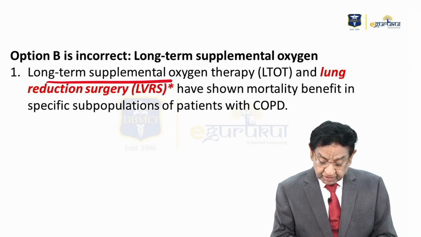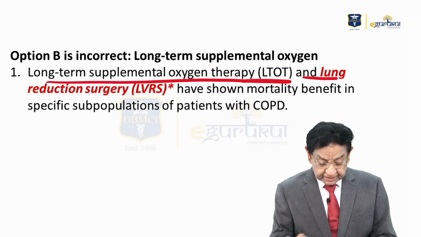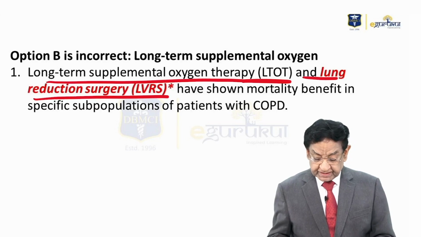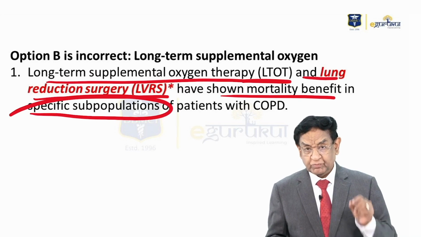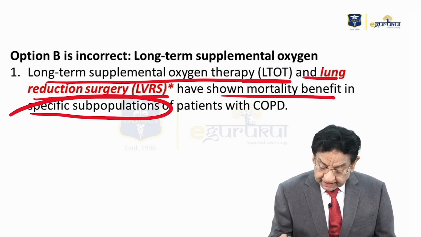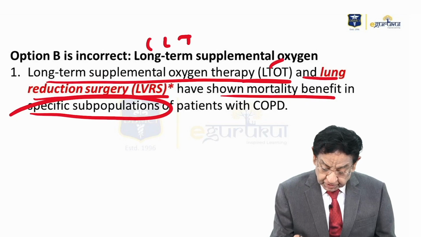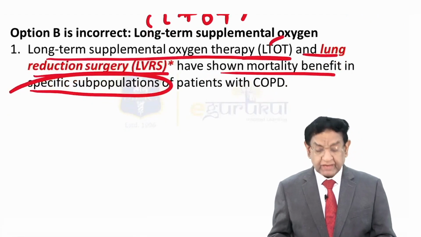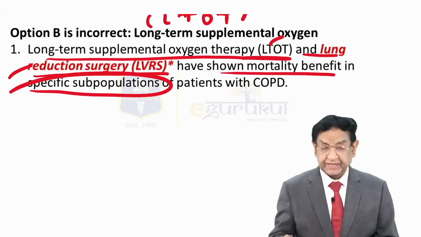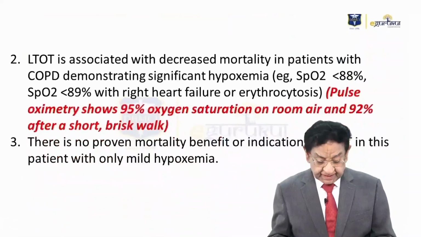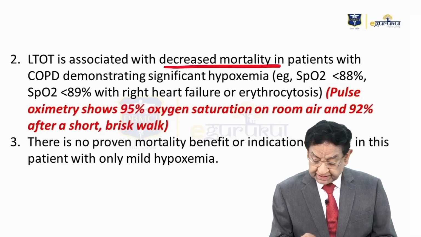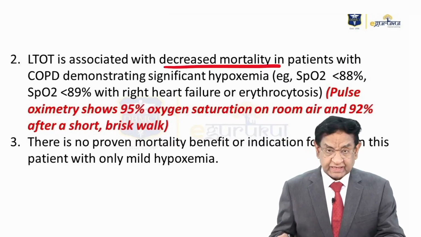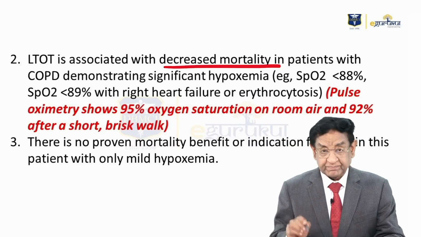Long-term supplemental oxygen, LTOT, or lung volume reduction surgery, LVRS, have shown mortality benefit in specific subpopulations. I'll talk not only about LTOT, long-term oxygen therapy, but also about lung reduction surgery and lung transplantation. Now, as far as LTOT is concerned, it reduces mortality, and quite possibly some of you may have gone for this answer, but it is a very tricky question.